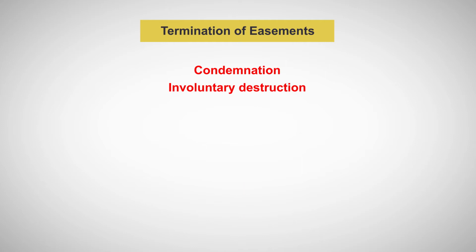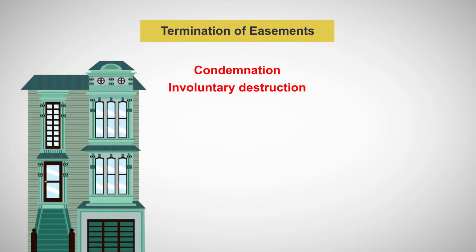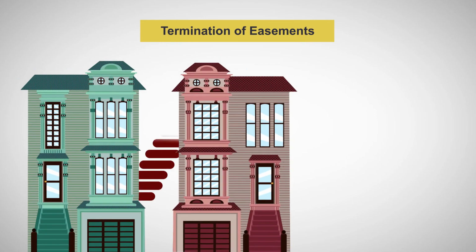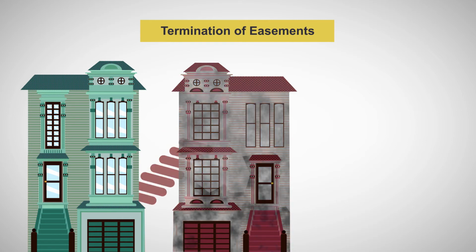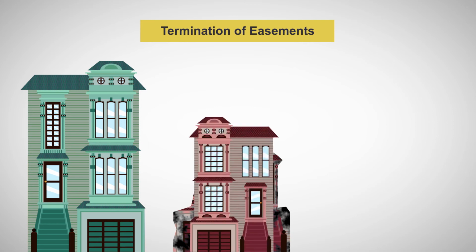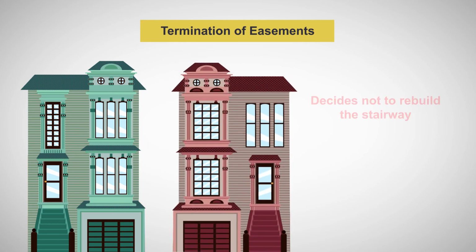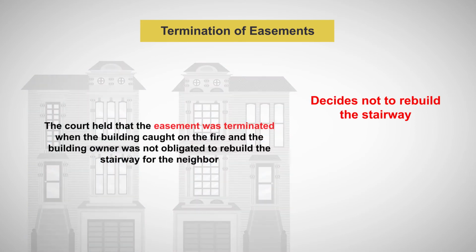A 1918 case illustrated this latter method of easement termination. A building owner granted a right-of-way easement over a stairway to his neighbor in an adjoining building. 1 month later, the building caught fire due to an electrical malfunction and was destroyed. The building owner rebuilt the building, but decided not to rebuild the stairway. The court held that the easement was terminated when the building caught on fire, and the building owner was not obligated to rebuild the stairway for the neighbor.